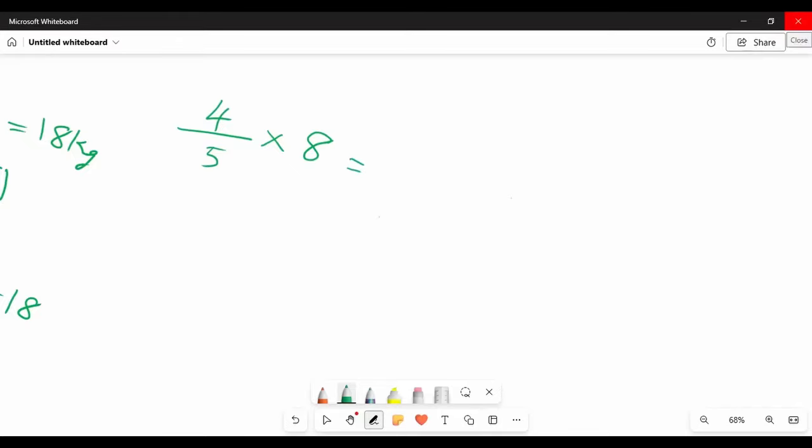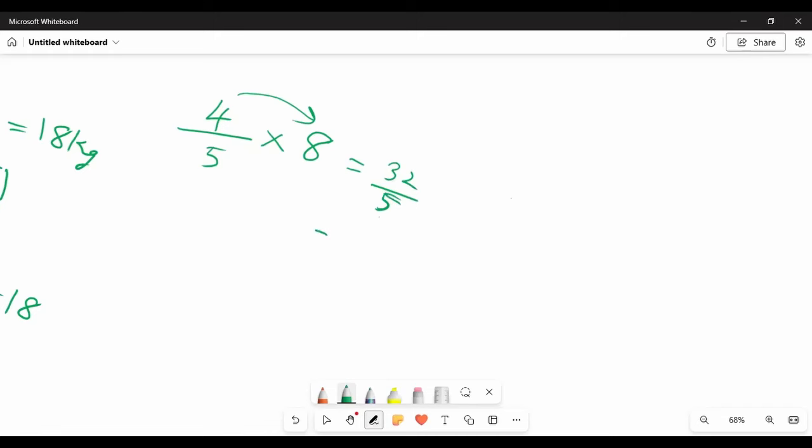Okay. Good job. Yes, so most of you guys got the answer. So let me solve and show it to you. Simply, we can simplify 8 and 5. So I just have to multiply this 4 by 8. 4 into 8 is going to give me 32 divided by 5.